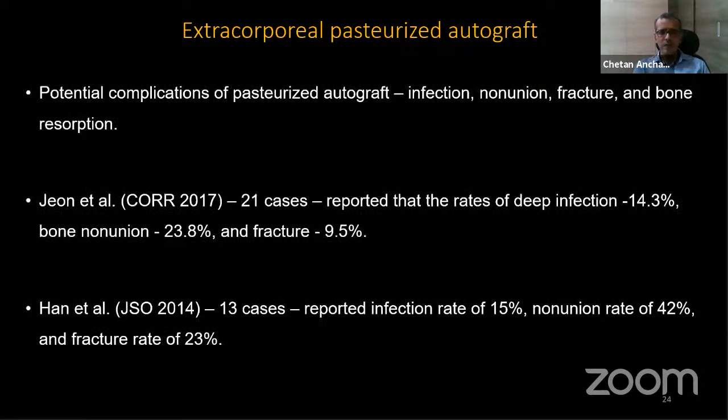However, it is also plagued with the same set of problems as the autoclaved bone, which are infection, non-union, fracture, and bone resorption. John et al. have reported on 21 cases, showing rates of deep infection of 14%, non-union of almost 24%, and fracture of almost 10% of these implanted bones. Han et al. have reported on 13 cases with an infection rate of 15%, a non-union rate of 42%, and a fracture rate of 23%. So here too, there is a significant complication rate.